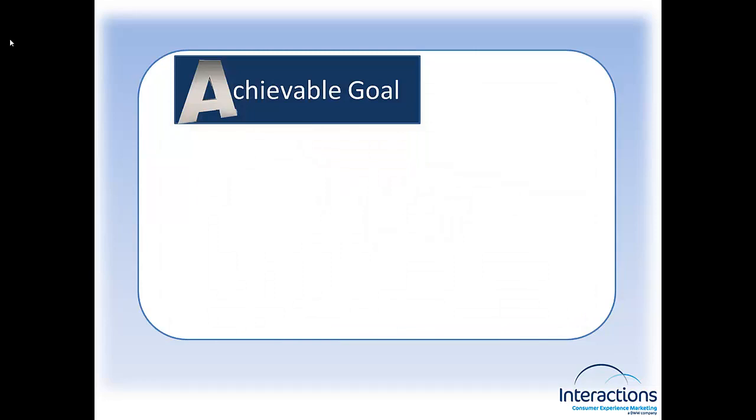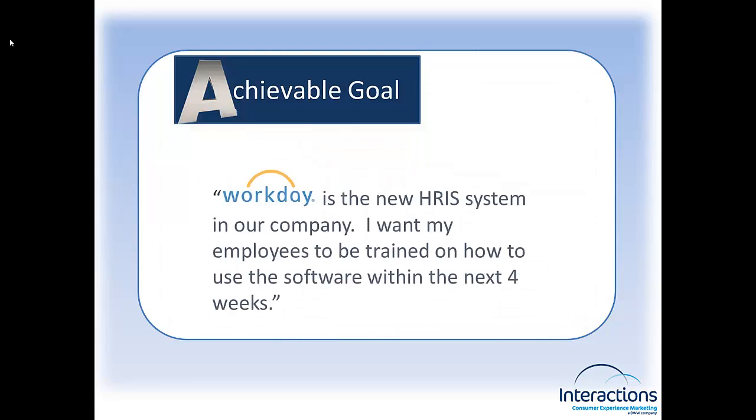Here is an example of an achievable goal. Workday is the new HRIS system in our company. I want my employees to be trained on how to use the software within the next 4 weeks.